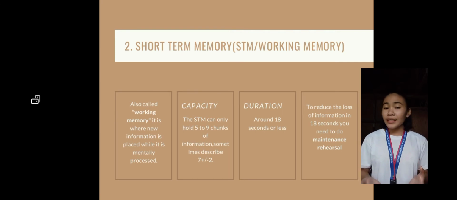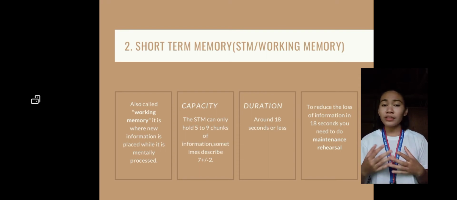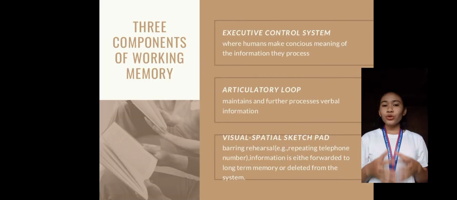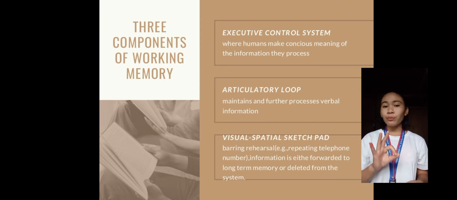Example, repeating a cell phone number again and again. Just like when we were kids, where our mother would tell us to buy something in the store and we would repeat it over and over again so we don't forget it. So short-term memory has three components.